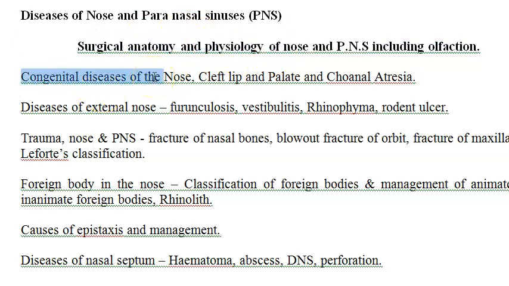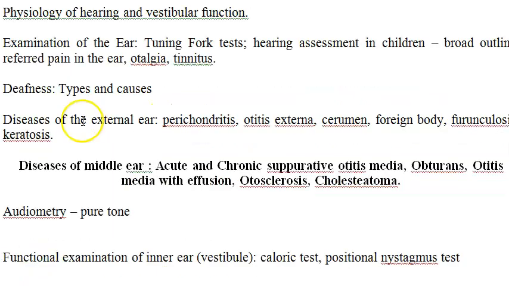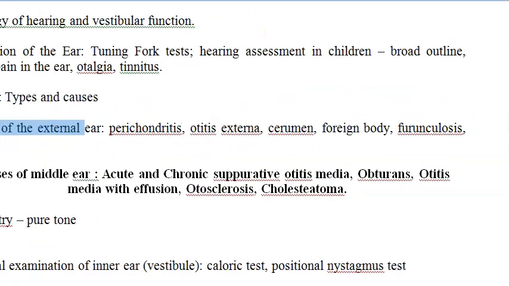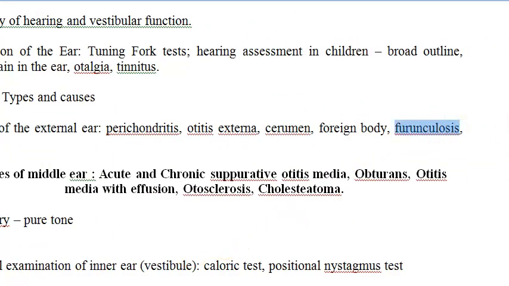You should know the congenital diseases, so that will come in anatomy itself. Nose, cleft lip, palate, choanal atresia, you should know all these. Then diseases of external nose. So now we are talking about nose also as external and internal, is it? So external nose, furunculosis, same thing that you saw in external ear also, right? Vestibulitis, rhinophyma, rodent ulcer. Didn't we see this furunculosis there? See, in diseases of external ear also we saw this furunculosis.